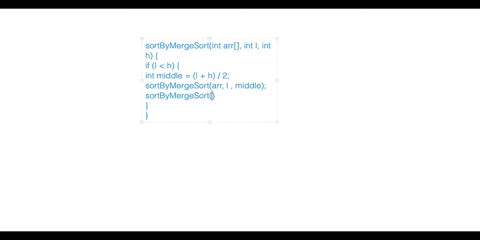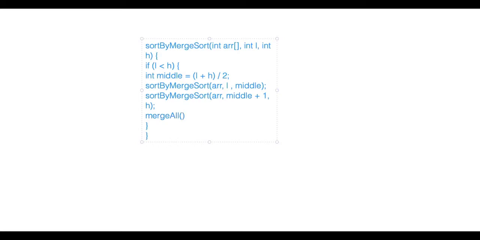Then merge sort on the array from middle plus 1 to high. And now, what will this do? This will just keep on dividing, and then we will do a merge.